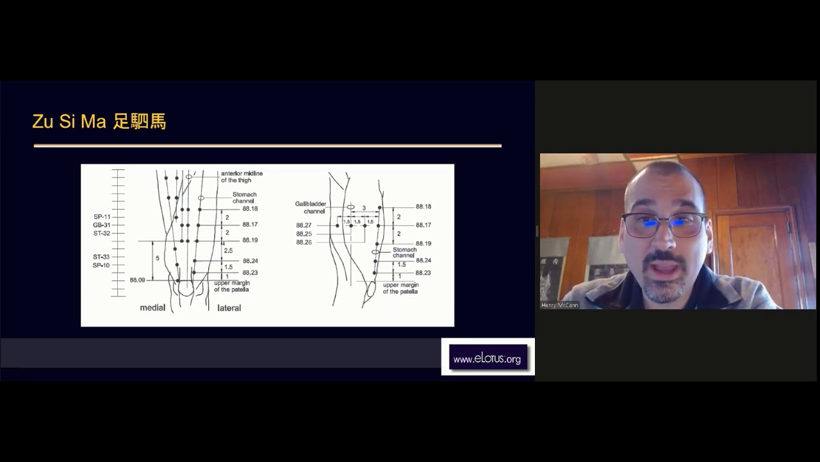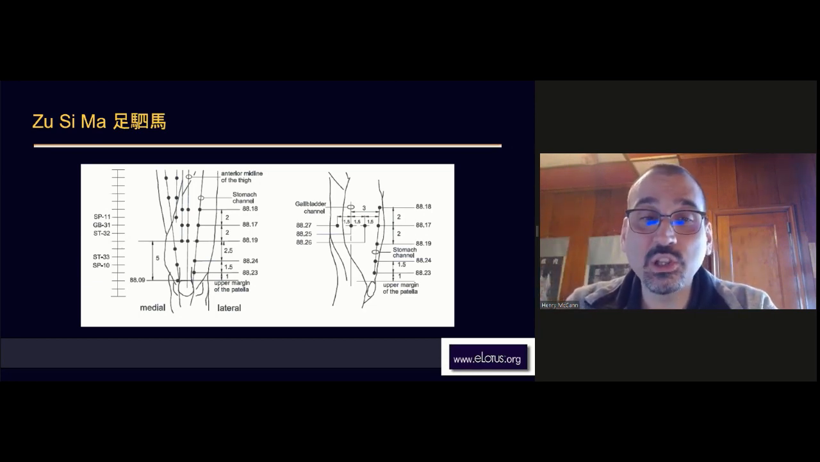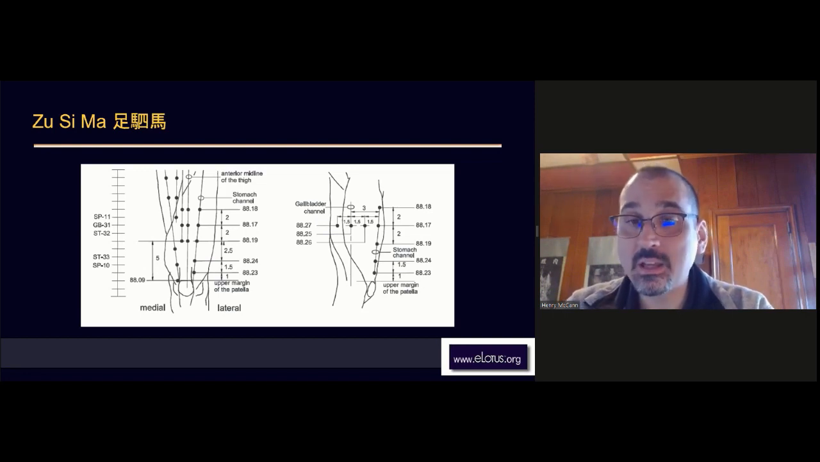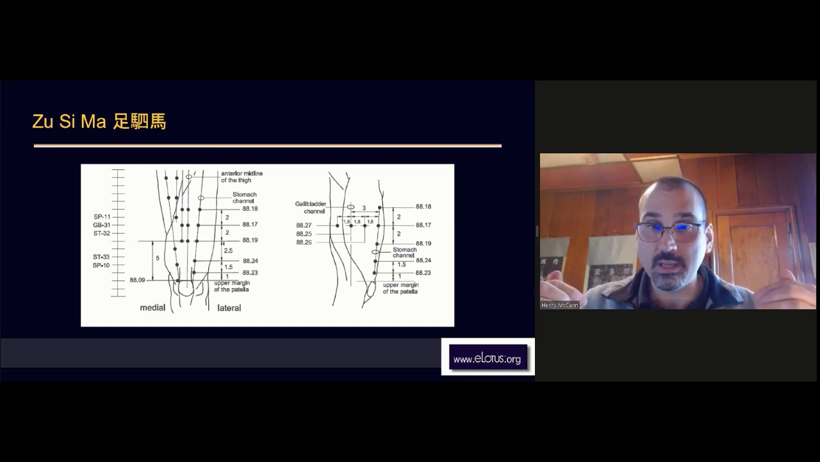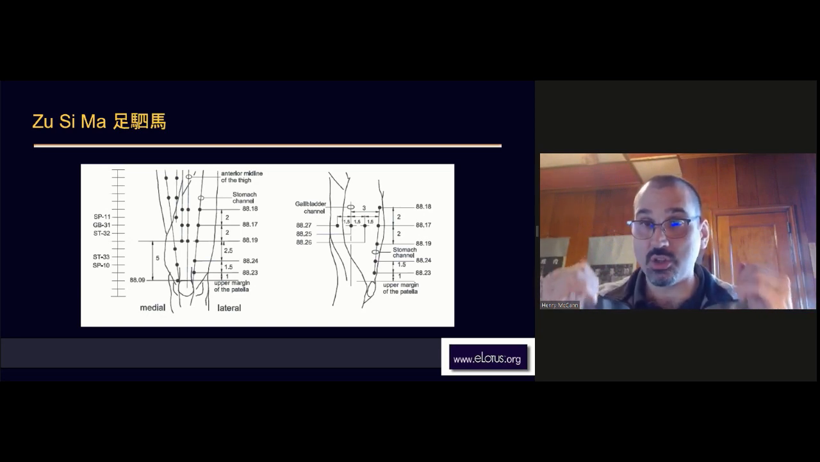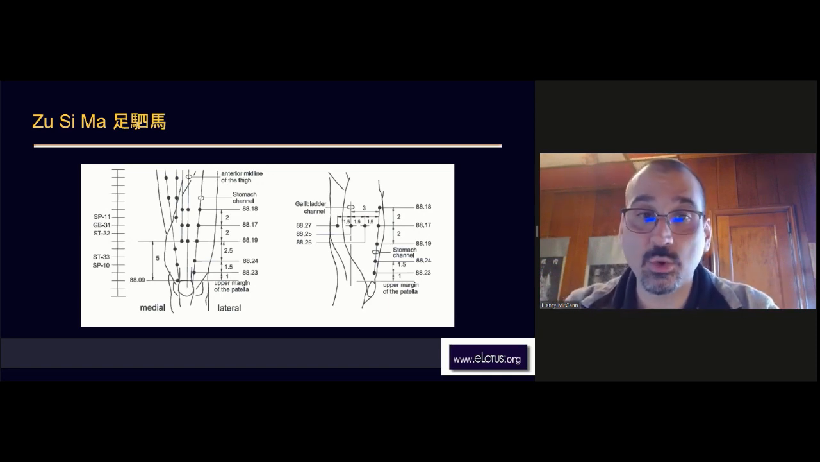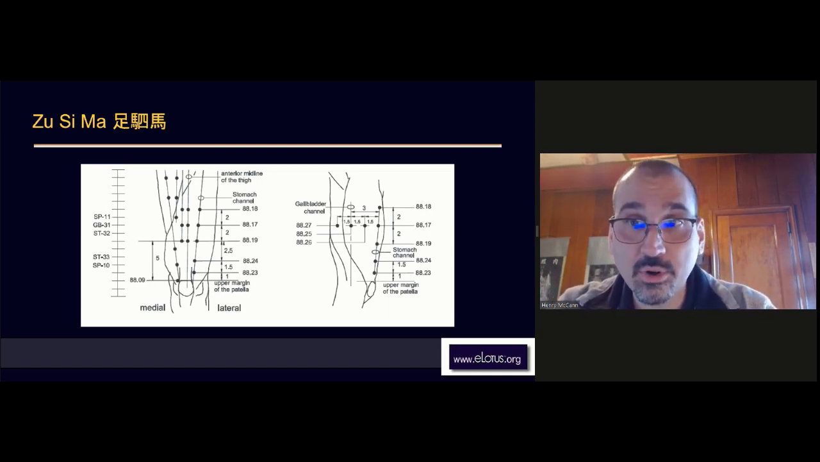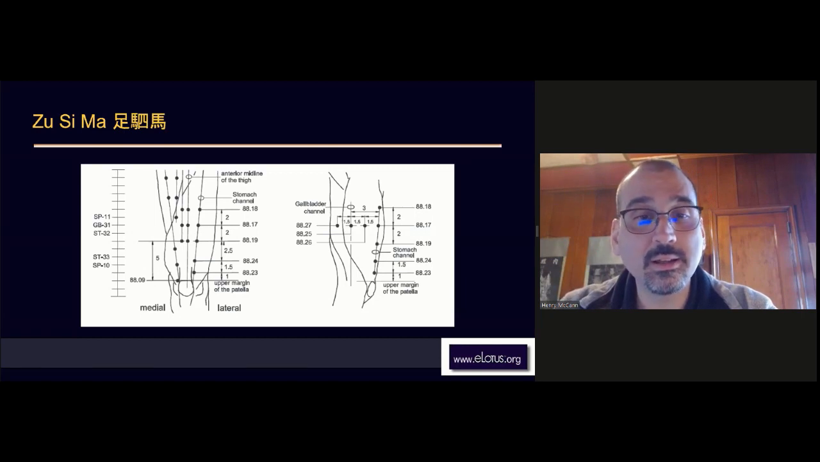88.17, the quick and dirty way of finding it, as Dr. Tan would have said, is we locate it roughly at the height of gallbladder 31. So you find gallbladder 31 on the patient and you go anterior until you get to the lateral edge of the bone. And that's where 88.17 is located. The upper Sima is 2 Tsun above that, along the same line of the bone. And the lower Sima is 2 Tsun distal to the middle Sima.